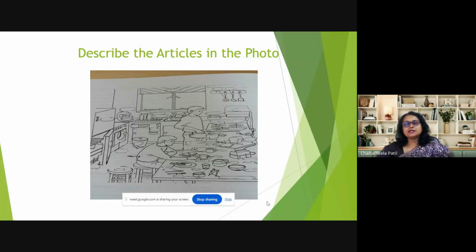Yeah. Now, as I said, this is how we can make it more interesting. Kitchen is an area which is less used in formal language. I have purposely selected this area because this particular photograph will acquaint the students with a lot of new words which are usually not used in their academics or in their formal language.